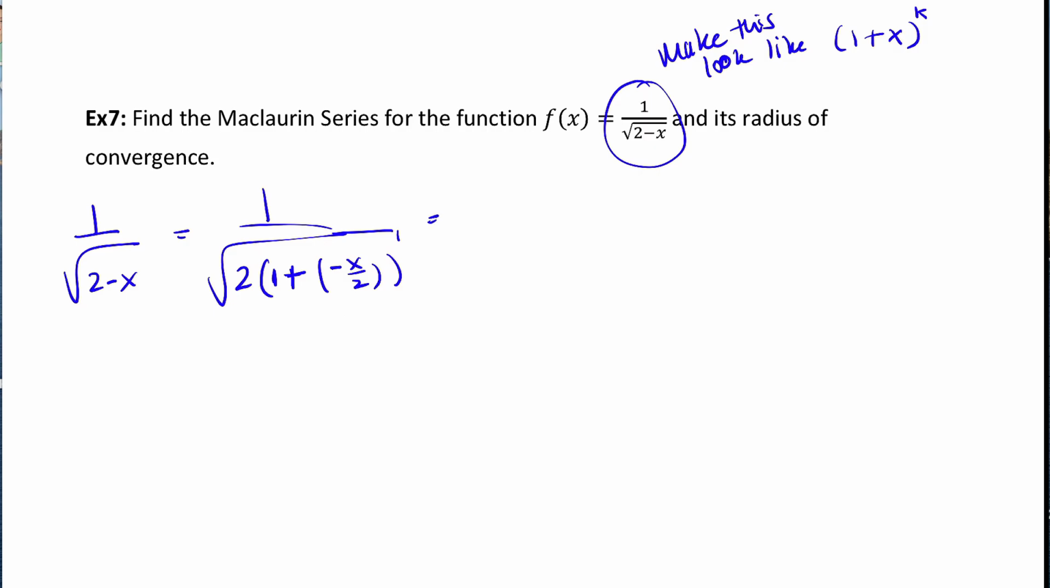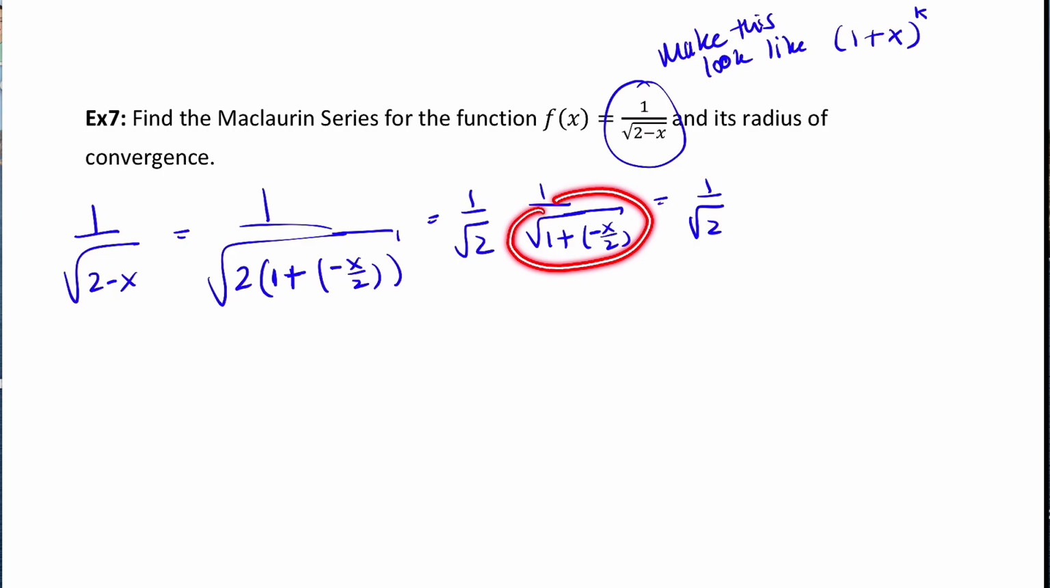Now, I still need to write this as 1 plus something raised to a real number. So let me take that root of 2 out, and then I'm left with 1 over root of 1 plus negative x over 2, which is starting to look like what we want, right? This is 1 over root of 2. I'm going to turn this into 1/2, but since it is in the denominator, I'm going to bring it to the top by changing the exponent to negative. So this is what I mean. I'm going to write this as 1 plus negative x divided by 2, the whole thing to the negative 1/2, okay? So check this out.